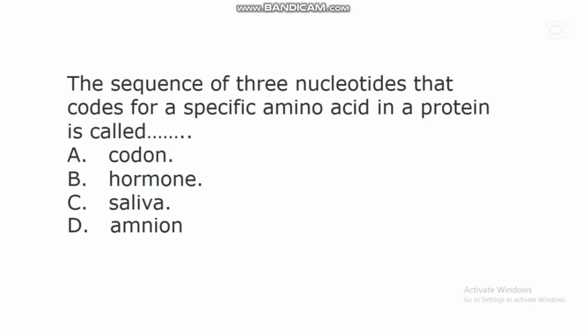The next question says, the sequence of 3 nucleotides that codes for a specific amino acid in a protein is called dash: A. Codon, B. Hormone, C. Saliva, D. Amnion. In this question, the correct answer is A. Codon. This codon is the sequence of 3 nucleotides that codes for a specific amino acid in a protein molecule.